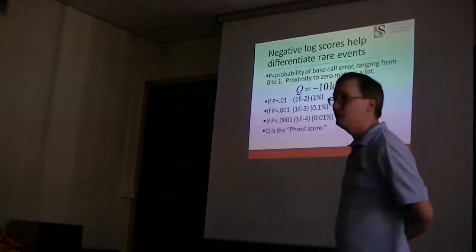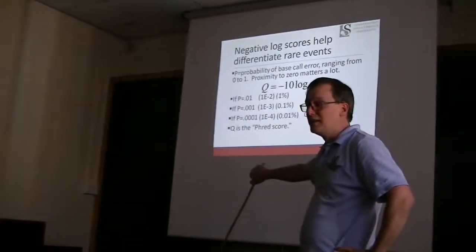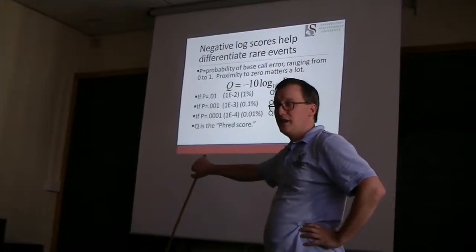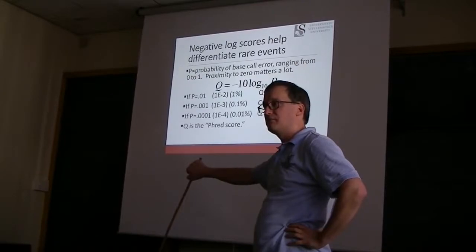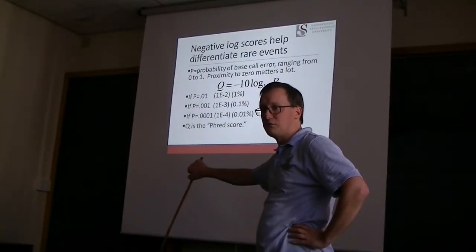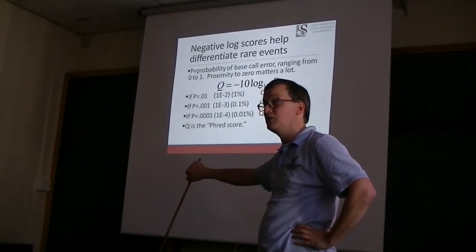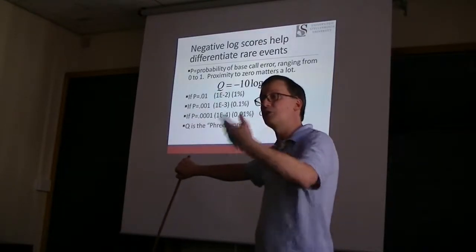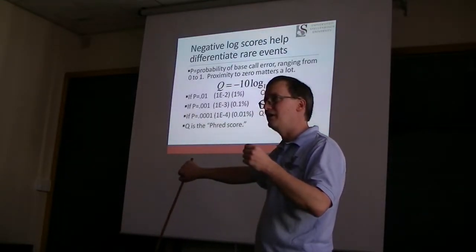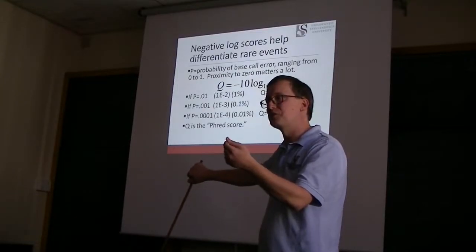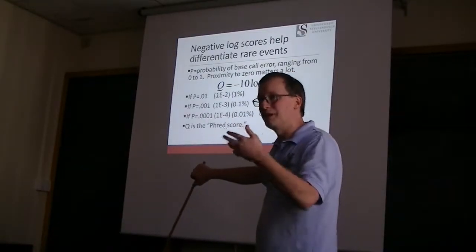So, negative logarithm scoring. We very, very frequently have the need to represent probabilities that are very, very close to zero in a way that helps us to distinguish well between values that are all close to zero, but some of which are a fair bit closer than the others.